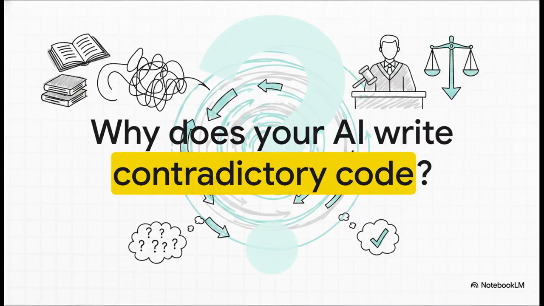Which brings us to a super urgent question. Why is your AI just totally ignoring your architecture and writing contradictory code? Now, you might be thinking, well, obviously I just need to give the AI more memory, right? But here's the harsh truth. Buying more memory tools is actually making this architectural drift so much worse.